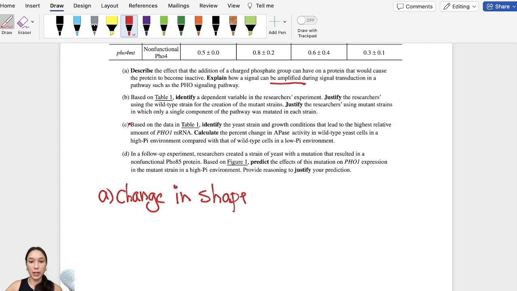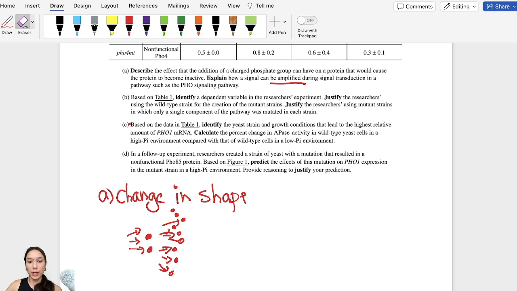So what that looks like is, okay, I have this signal protein. It's going to activate these 3, right? And then these ones are going to go on to activate 3. So this is how you amplify a signal. You have one molecule interact with several proteins, okay?